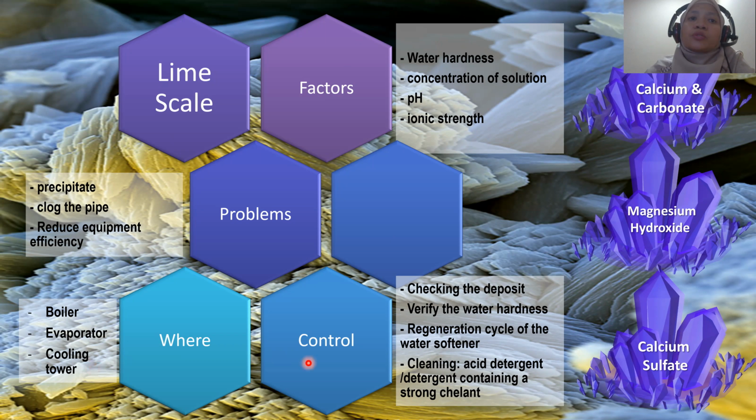In order to control the formation of limescale, we should check the deposit, verify the water hardness, the regeneration cycle of the water softener, and the result of the softener over cycle. And for cleaning, you need to use acid detergent or detergent containing a strong chelate.